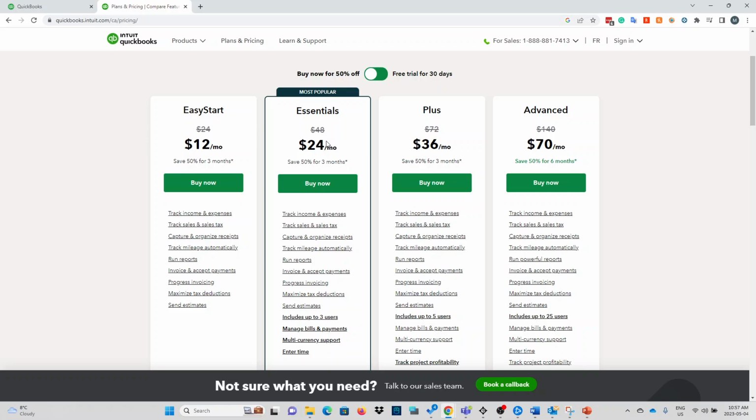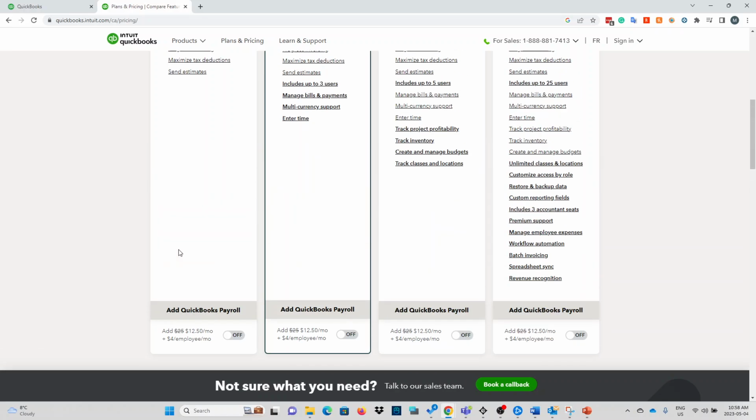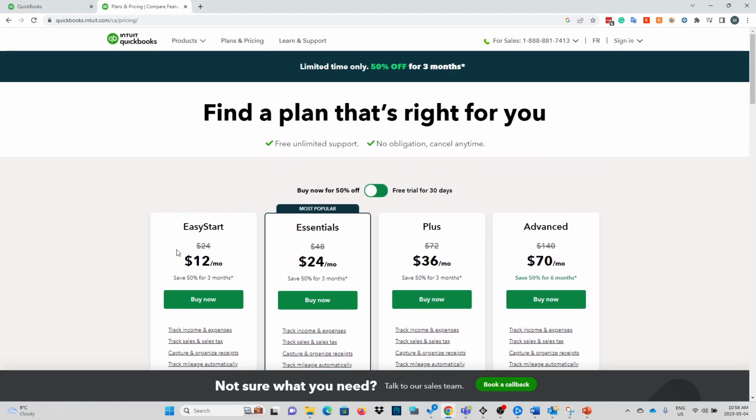So, how do the four packages in Canada work? As you can see, don't look at this price. This is just the promo price, and it goes up substantially. Look at the top price here: 24, 48, 72, and 140. Payroll, I don't really recommend QuickBooks Payroll for the Canadian market, especially. You can sign up for other payroll software. If you need help, we're here.